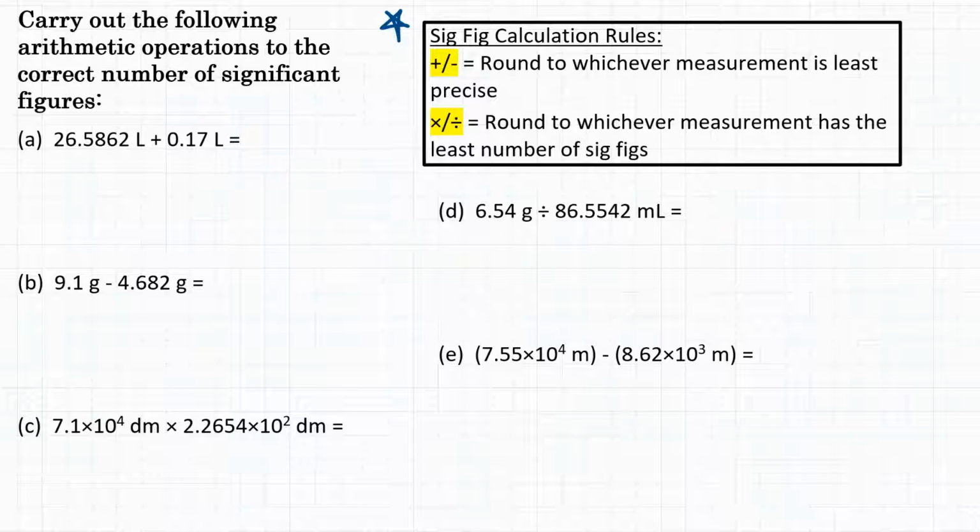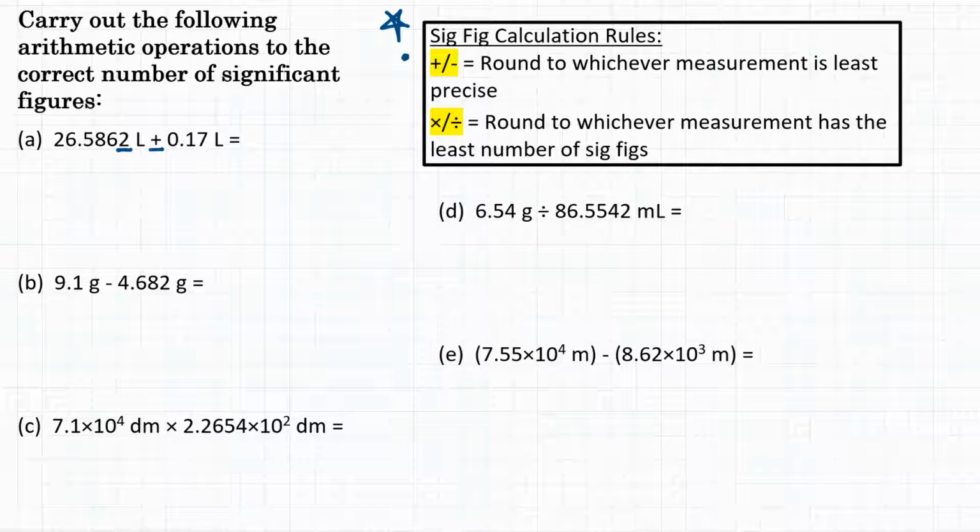So looking at A, we have 26.5862 liters plus 0.17 liters. So this is addition, so we're going to be looking at the addition subtraction rule, which says round to whichever measurement is least precise. So which of our measurements are least precise? Well, the precision has to do with how far to the right is our last significant figure. So looking at 26.5862 liters, this 2 here is our farthest sig fig to the right, and it's 4 places past the decimal, so that is in the 10,000ths place. So this first measurement is in terms of 10,000ths of a liter.